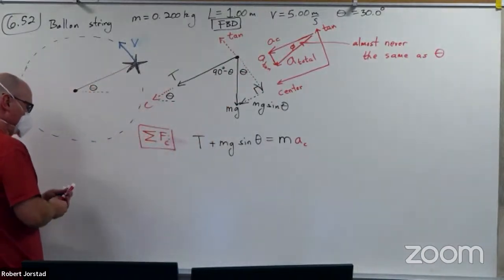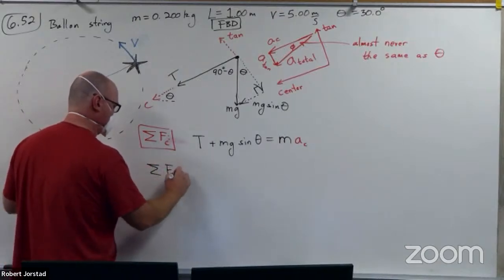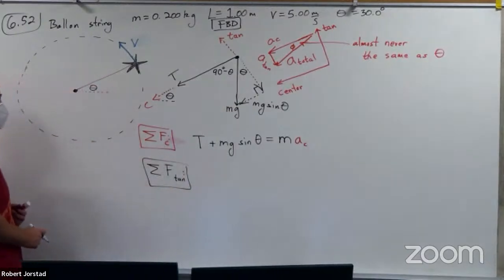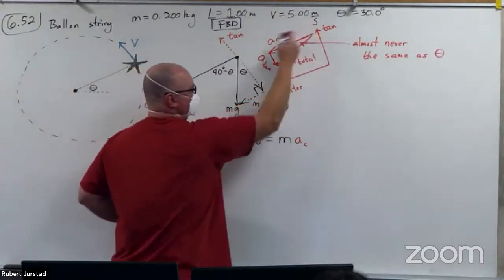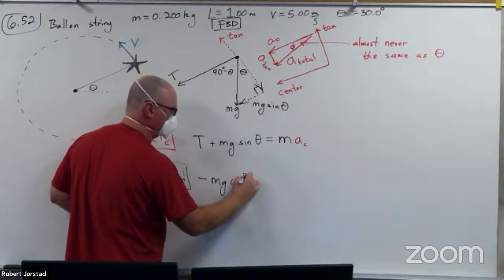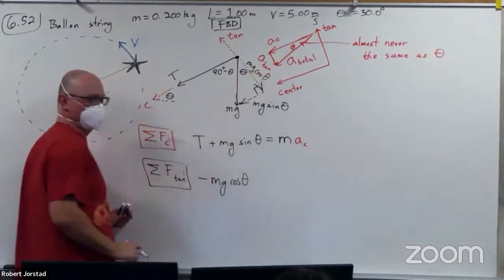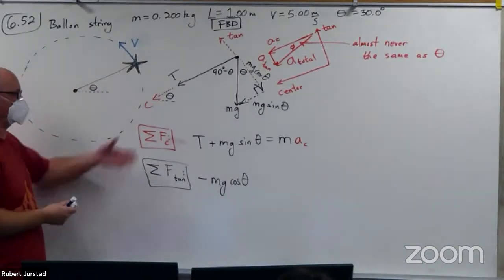All right, finally, let's do the sum of forces tangent to the circle. What's the force tangent to the circle? Minus mg cosine theta. Negative. We call this way positive, this way, so it's negative mg cosine theta. So far, so good?